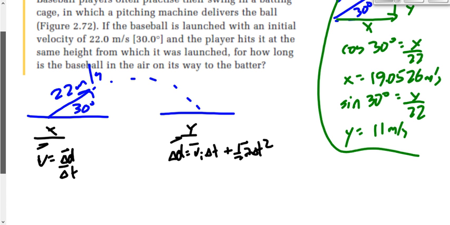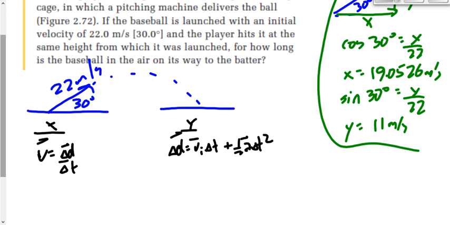Braden, do we know what v is? Horizontal velocity of this is? Yeah, not 22, is it? What is it? 19.0526, good. We don't know what d is. All right, that's okay. Do we know what t is? No, we don't. That's okay. No big deal. Let's go over here to the y component.